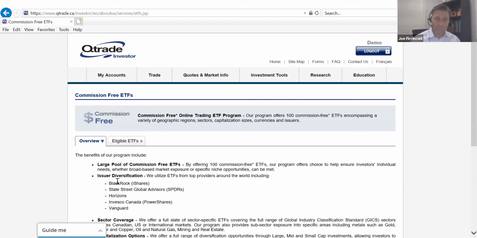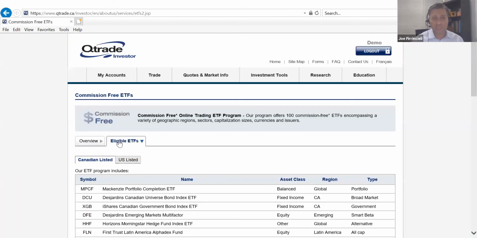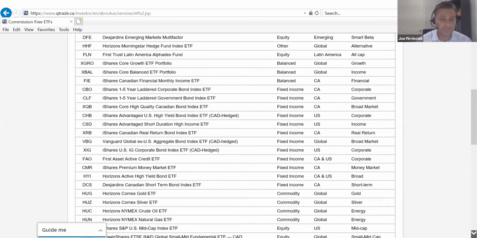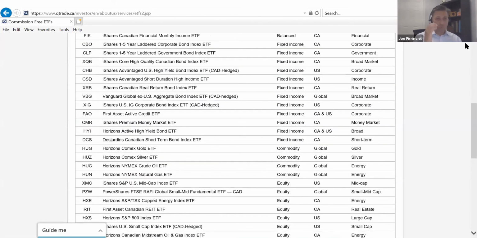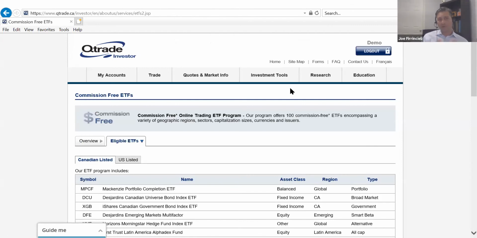So it's an opportunity in most of our platform where you'll have a quick overview of what the program includes. And then if you go to eligible ETFs, you'll be able to pull down a drop-down list of ETFs that you can buy that are commission-free. And that's what I want you guys to look for. So when we're looking at opportunities: what value am I getting for what I'm paying? What opportunities, tools and resources do I have? And is it fully transparent, understandable and easy for me to use? I think that's extremely important for you guys to take away from today's meeting.